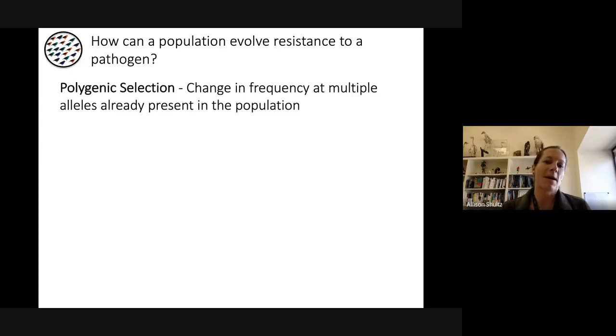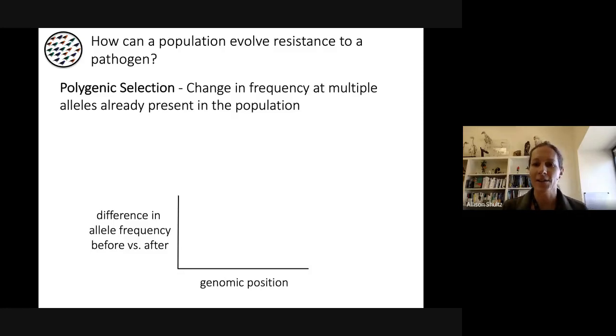So another possibility is polygenic selection. This is if changes occurred at multiple places in the genome, and probably those spikes wouldn't be quite as large because there wouldn't be quite as strong allele frequency changes.